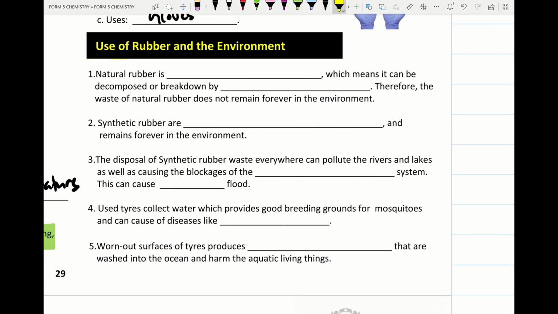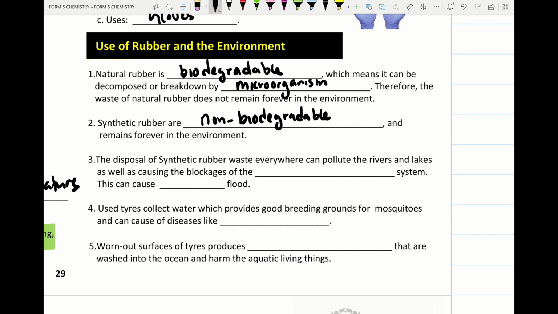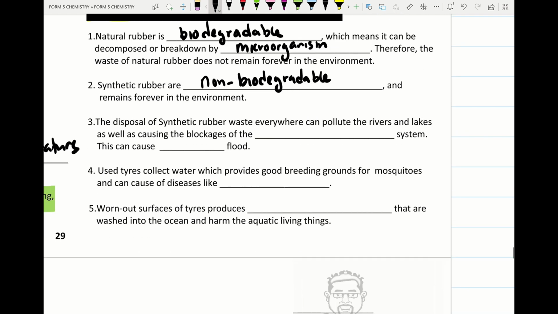Next, we move on to the use of rubber and the environment. Natural rubber is known as biodegradable, which means it can be decomposed or broken down by microorganisms. Therefore, the waste of natural rubber does not remain forever in the environment. Synthetic rubber is known as non-biodegradable substance which will remain forever in the environment.